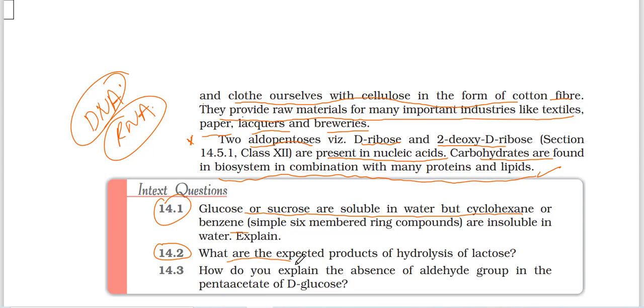Next, what are the expected products of hydrolysis of lactose? Just in the last video we discussed this. Lactose is a disaccharide. How do you explain the absence of an aldehyde group in the pentaacetate of D-glucose? You can see it in lecture 1. You can see it in lecture 2. Glucose is super soluble in water. It is a general topic.